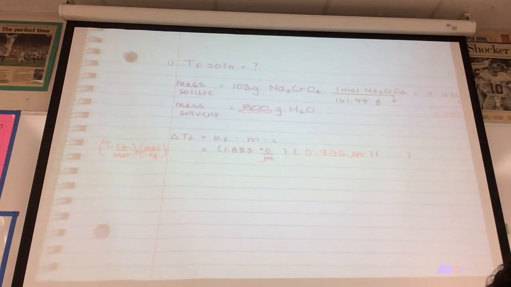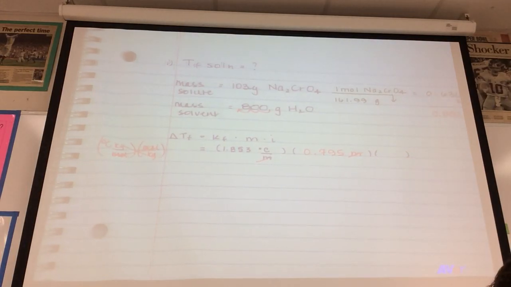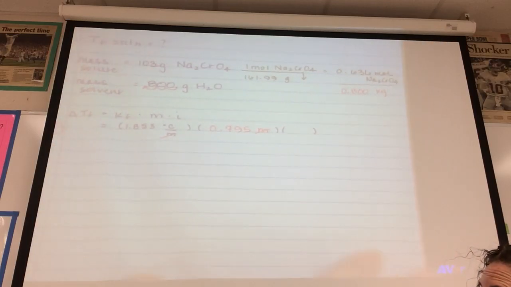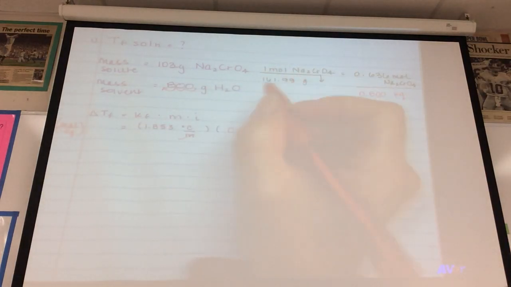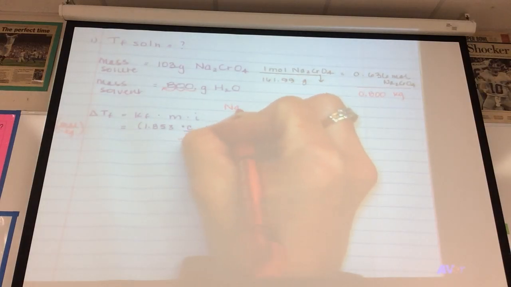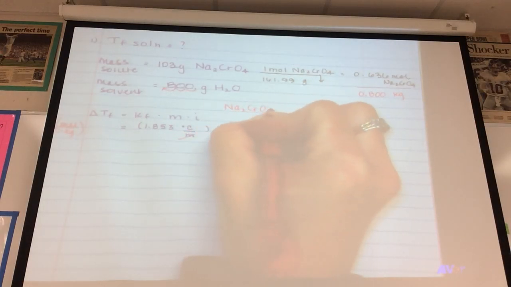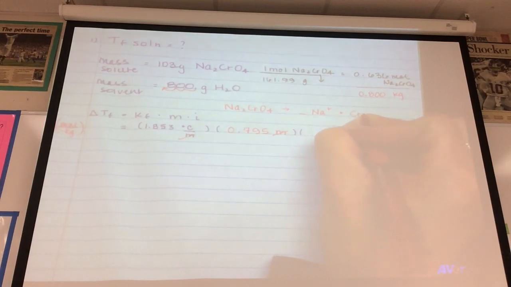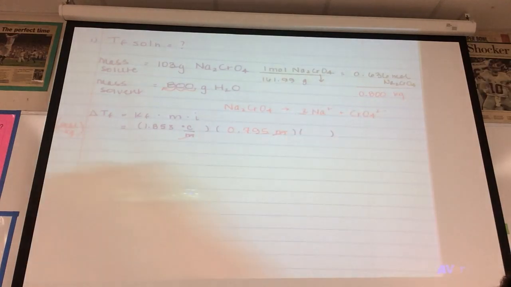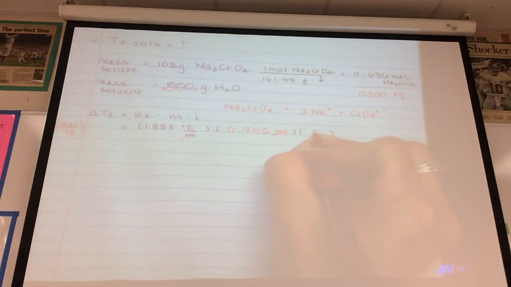The other thing we need to do is we need to get I. Do we use the solute or the solvent to get I? That will be the solute. So we grab our solute, we show our dissolution reaction or dissociation. We've got sodium ion, group 1, 1 plus, chromate ion, 2 minus, balance for charge, balance for atom. What's your I equal to? 3. And I'll need to see this equation to get full credit for this.